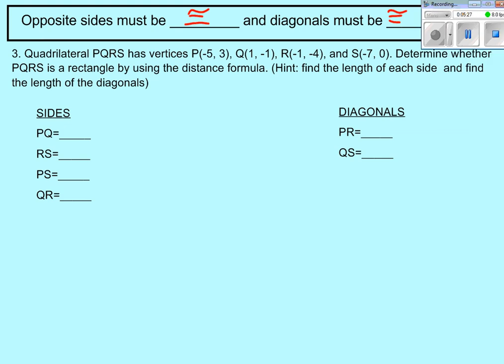So PQRS, we need sides, so we need the distance formula: the square root of x minus x squared plus y minus y squared. How can we figure out these distances? If we look at PQ, we'll do different colors here. PQ, black.